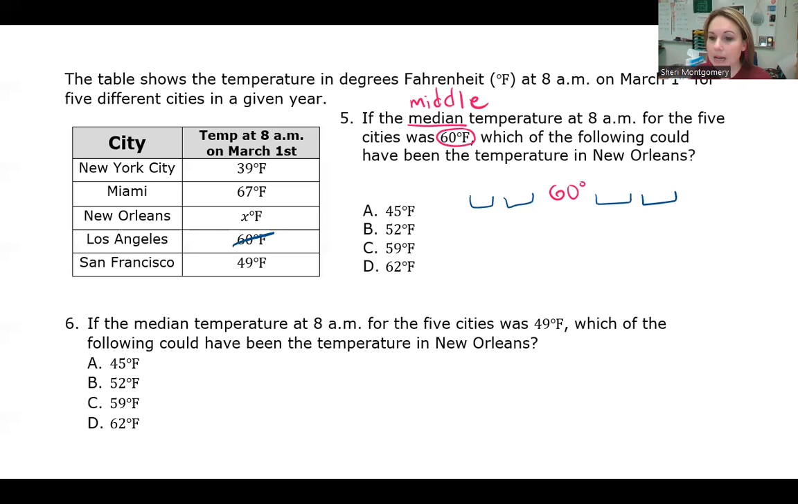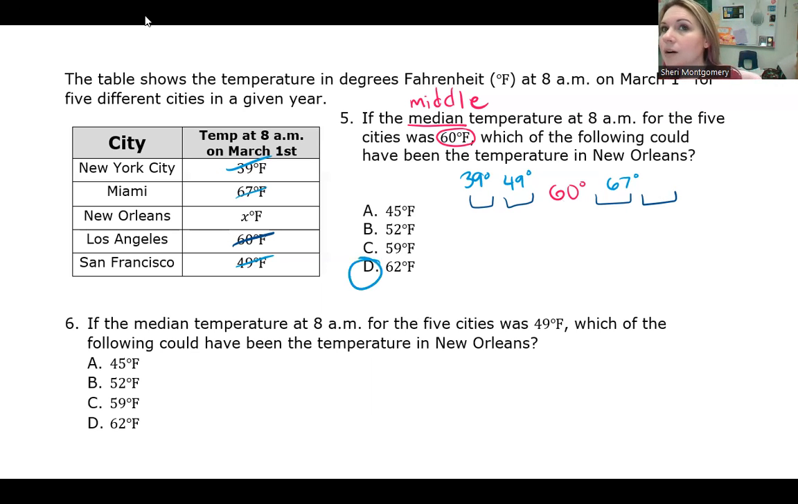I have 39. 39 has to go on the left. Where on the left doesn't really matter, it's just going to go on the left. And I have 67. That's bigger than 60, so it has to go over here. And then I have 49. 49 is less than 60, so it has to go over here. So I've got 1 spot left, right? The 1 spot that I have has to be a number bigger than 60, because this one could shift over, it doesn't have to be here. So out of these temperatures, I have to pick a number that's bigger than 60. 62.